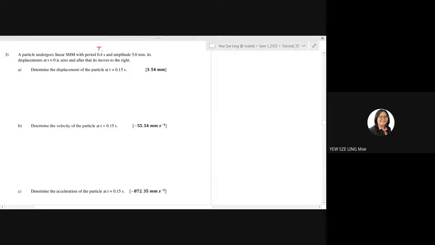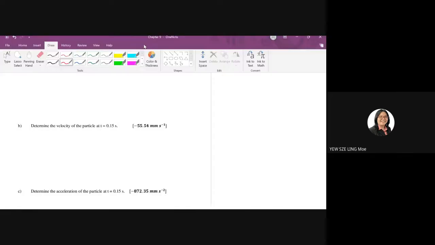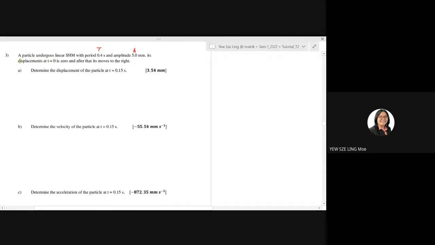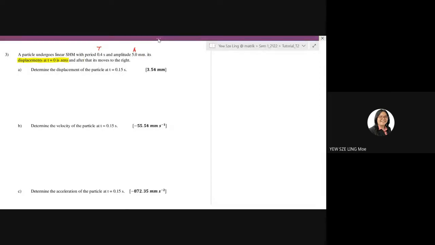So you need to know what is the function of T. An amplitude of A is 5 mm. So this is the amplitude. Now, the important information is in the next statement. Its displacement at time t equals 0 is 0. Aha. So this statement is very important.